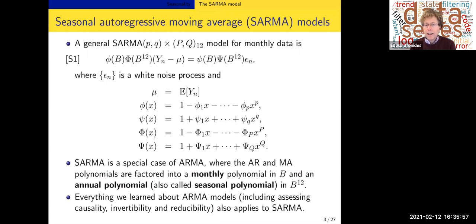So it's fairly clear this is a special case of ARMA because, in particular, big phi of B to the 12 can be written as just a polynomial in B. So it certainly is a special case of ARMA. It has a particular factorization, but everything we learned about ARMA models, including assessing causality, invertibility, reducibility, these things are also going to apply to SARMA.